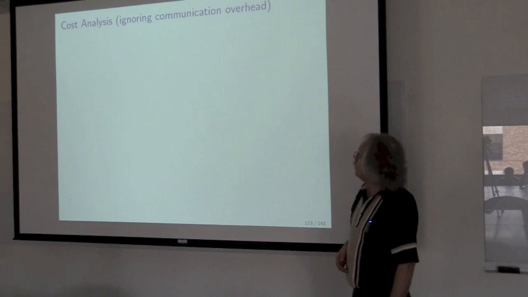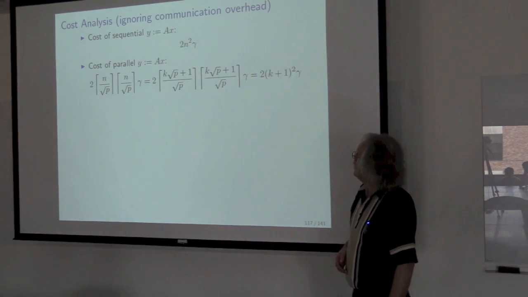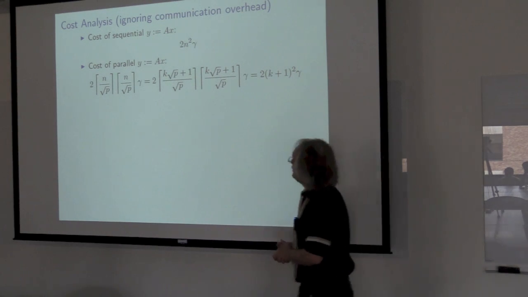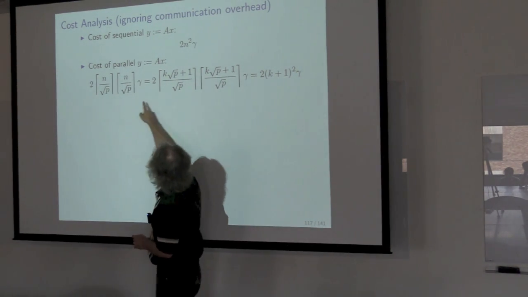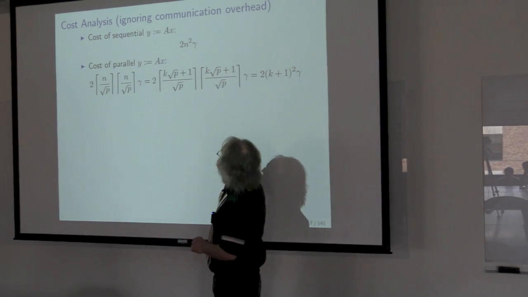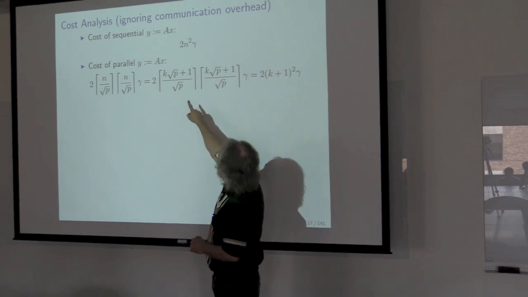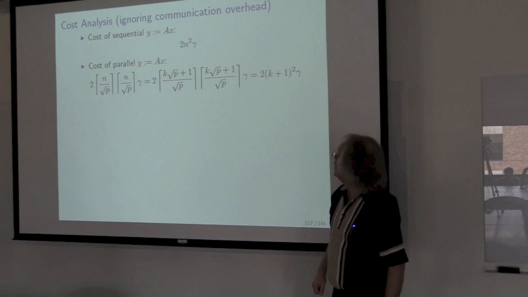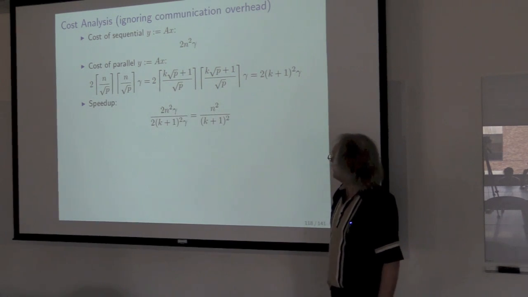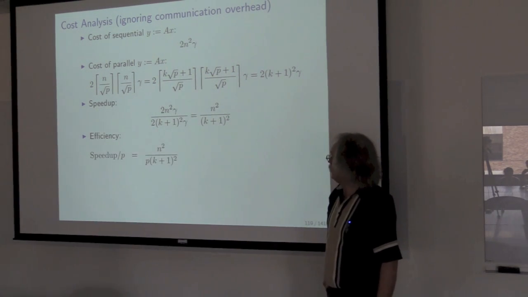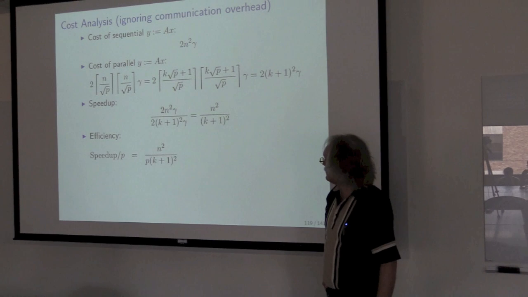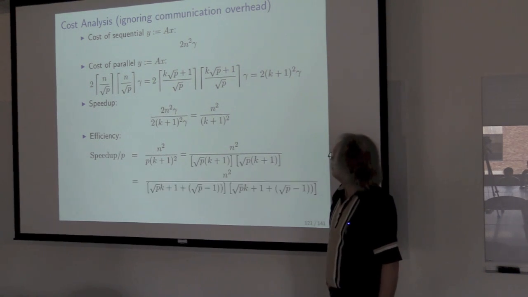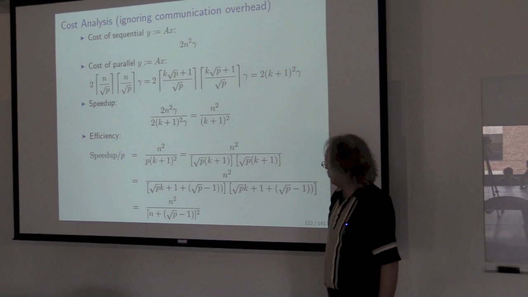All right, so if we do the cost analysis this time, we still have the same sequential cost. We now get this ceiling function right here, and I actually took the size of the matrix to be now k times the square root of p plus 1, but let's not get into that detail. If you work it out, you get this, you get that speedup. If we then look at the efficiency, you get that, and if we then work with that a little bit, we end up with that expression right there.